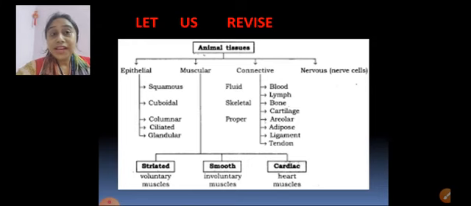We learned that animal tissues are majorly divided into epithelial tissue, muscular tissue, connective tissue, and nervous tissue. In the last class, we studied the types of epithelial tissue like squamous tissue, cuboidal tissue, columnar tissue, ciliated columnar tissue, and glandular tissue. And today we learned about the fluidic connective tissue, that is the blood. And we studied one kind of skeletal connective tissue, that is the bone.